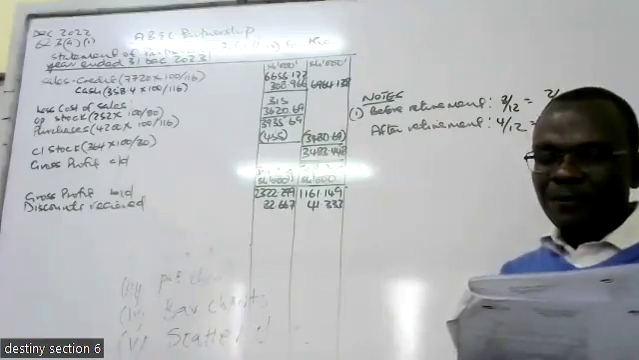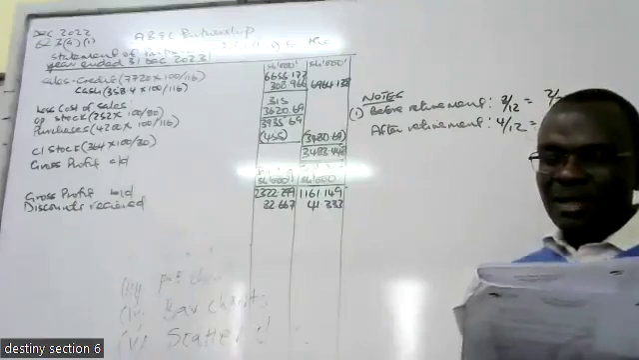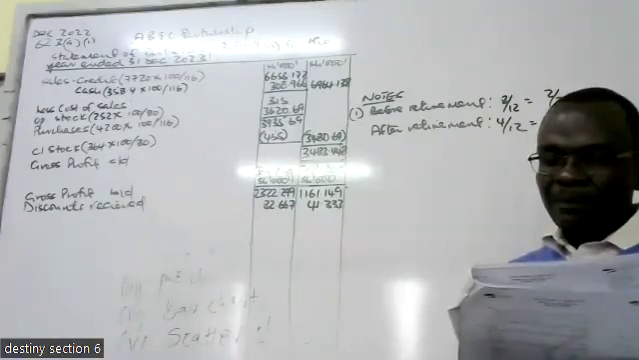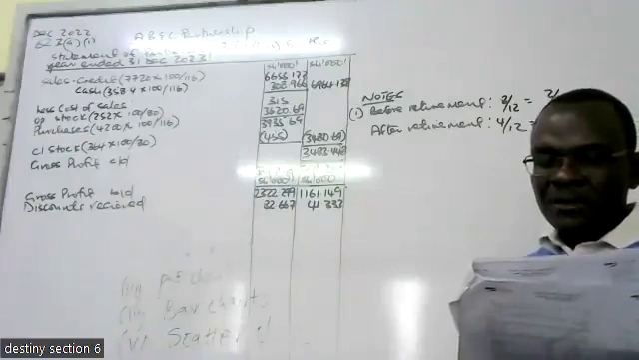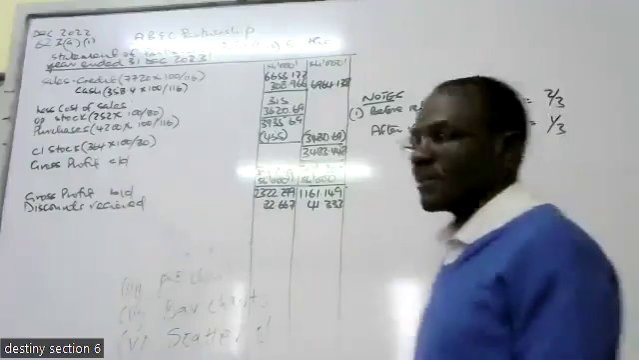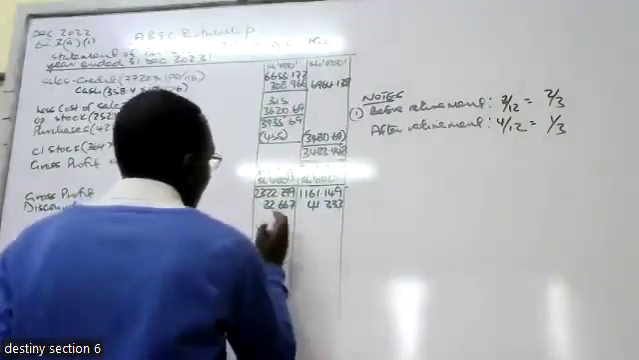Note 7, allowance for doubtful debts. That will come under expenses. Prepaid insurance. Accrued sundry expenses. We are done with income. So these are the only business incomes, so we add this.